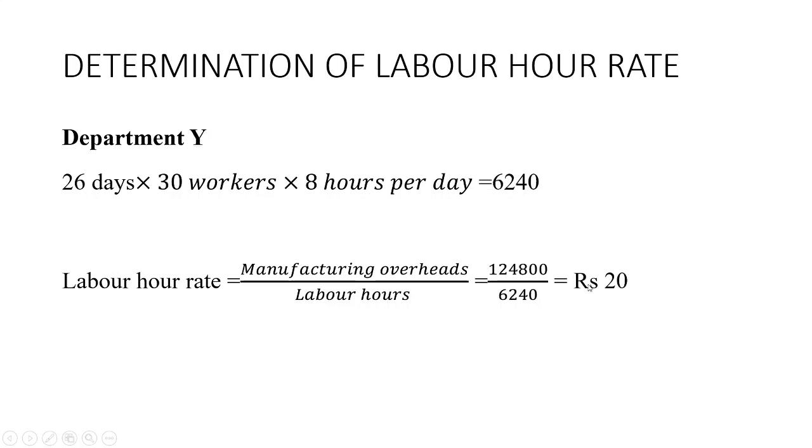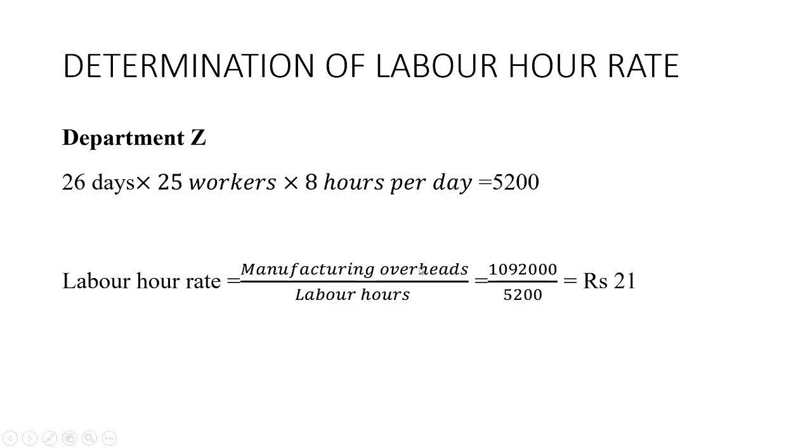Now we'll come to department Y. Again it is 26 days and the number of workers is 30 workers and 8 hours per day. So 26 days multiplied with 30 workers multiplied with 8 hours per day. The labor hours are 6,240. So the labor hour rate is equal to manufacturing overheads divided by labor hours, 1,24,800 divided by 6,240, which is equal to rupees 20.